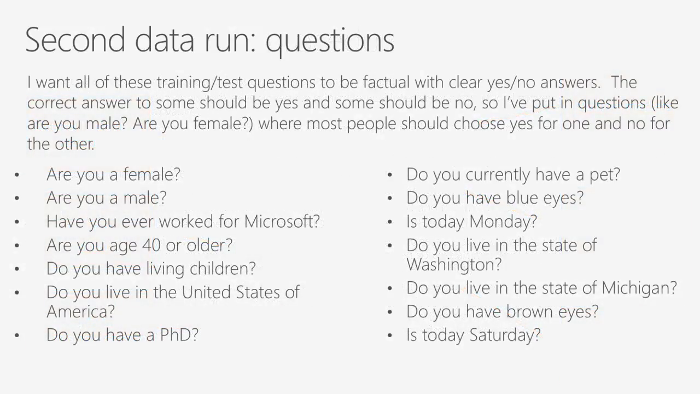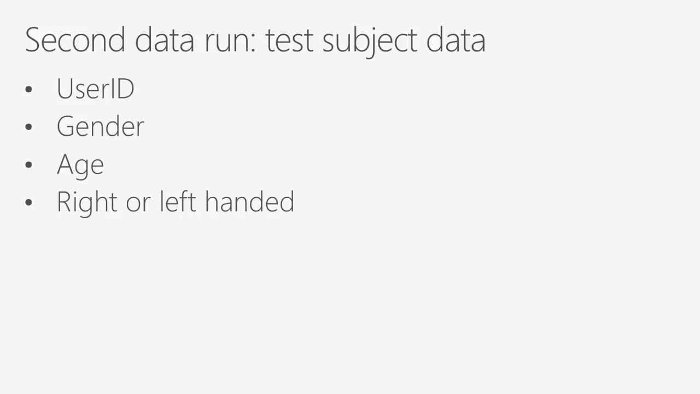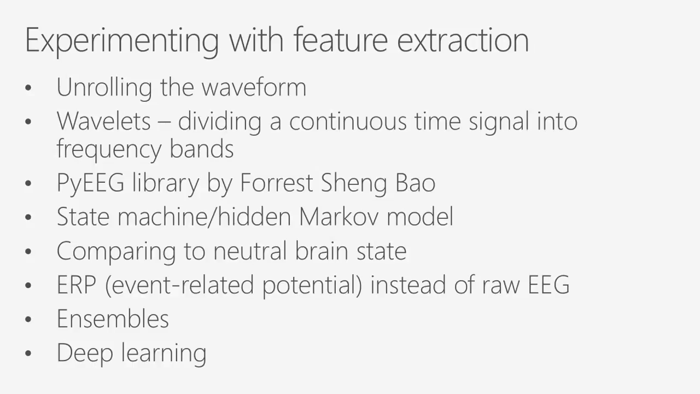Okay, so I added some additional questions on the second thing. Those are there. Here's some additional test data that I ran. So this is the cool stuff, experimenting with feature extraction. I tried a whole bunch of different things. How do you get the best features? How do you get the best data out of these waveforms?